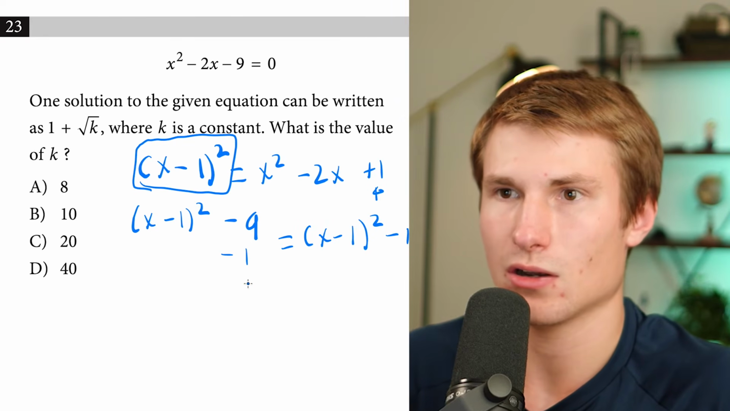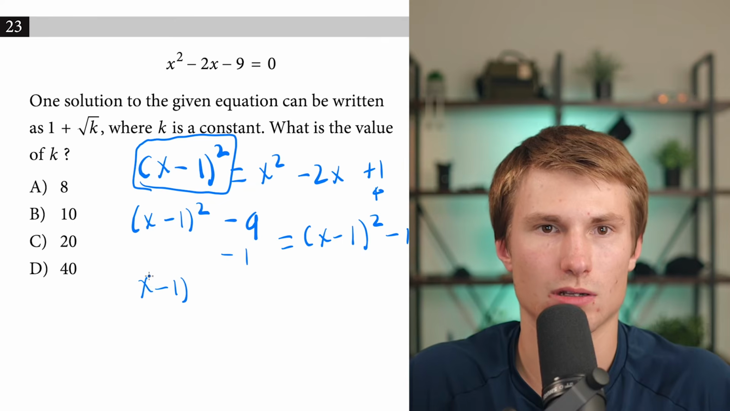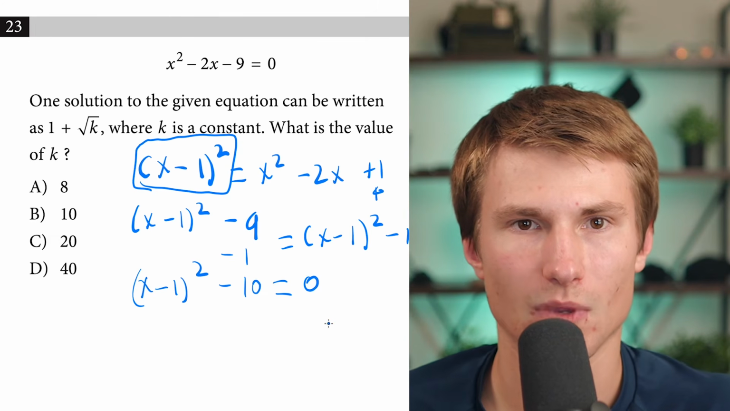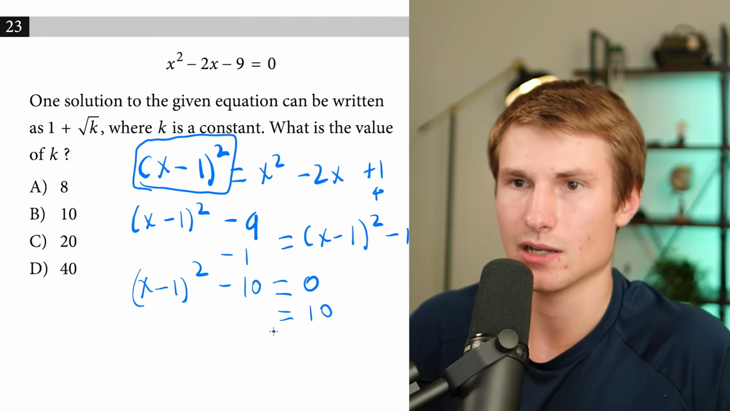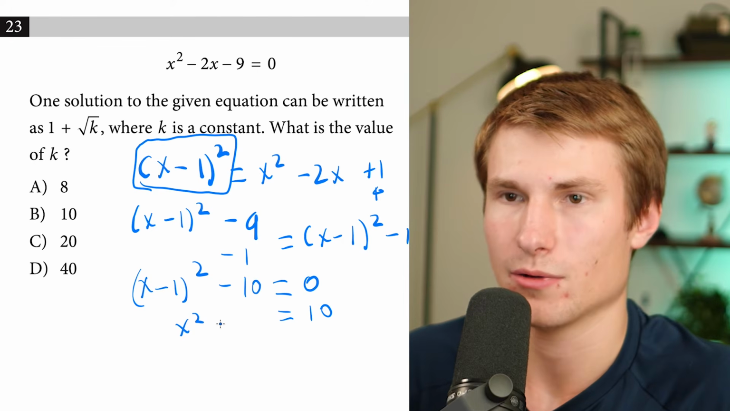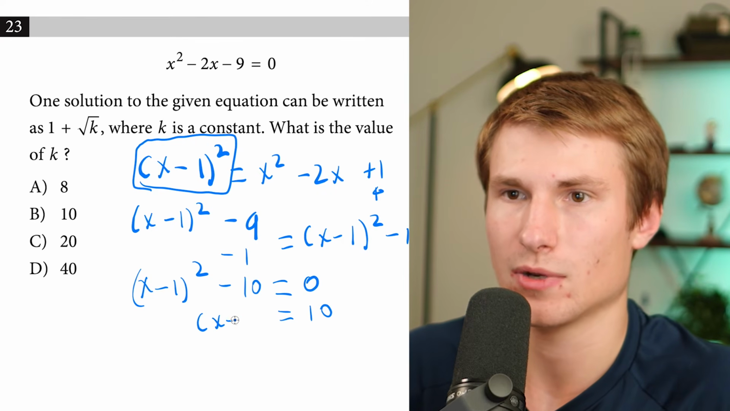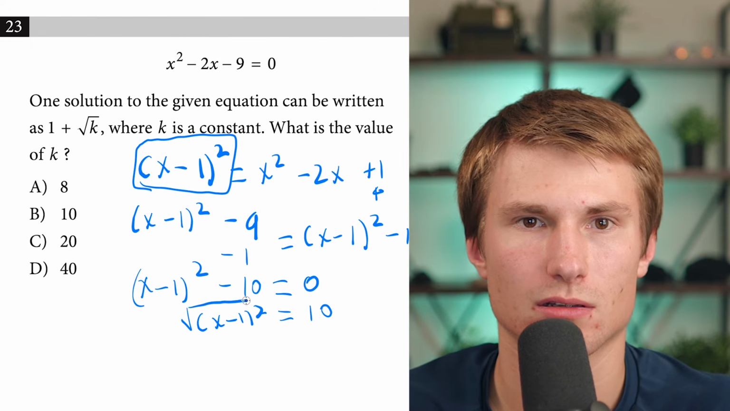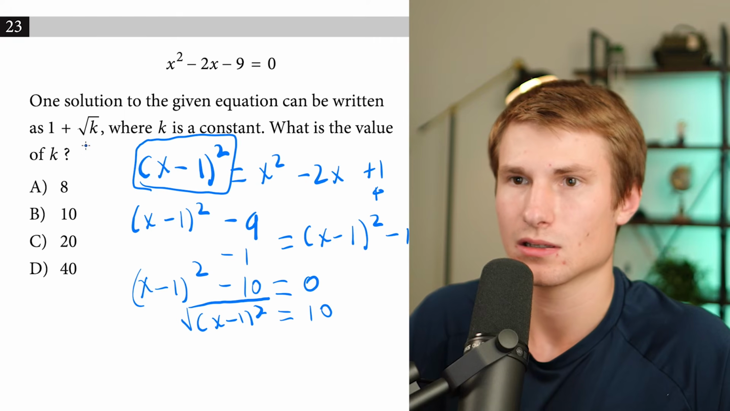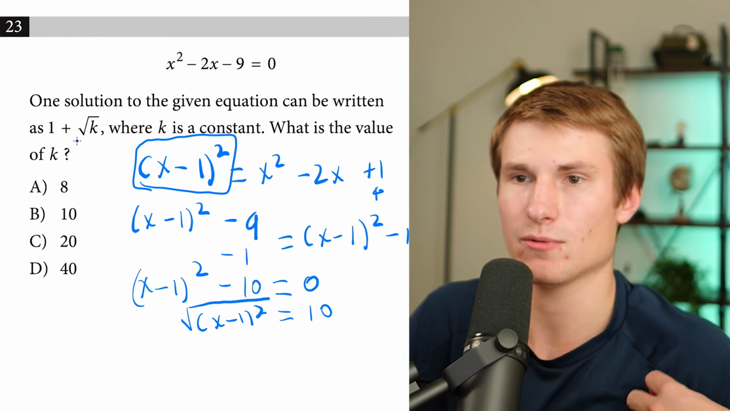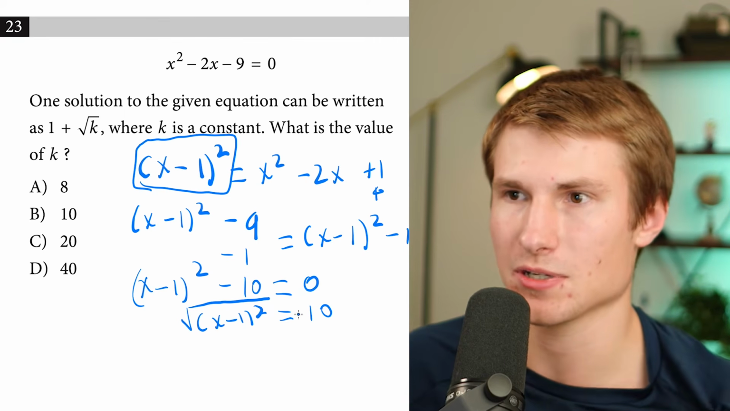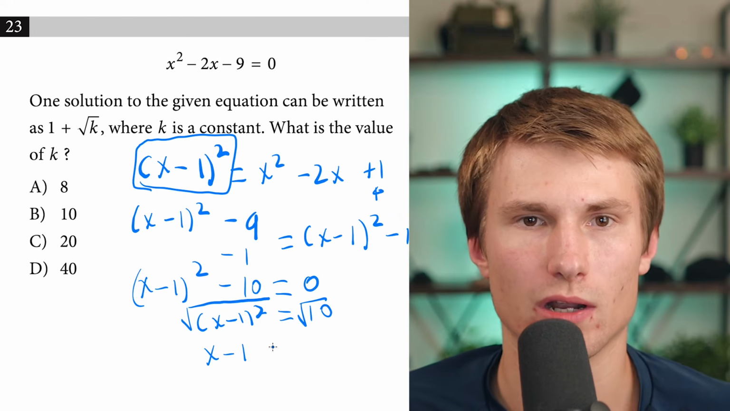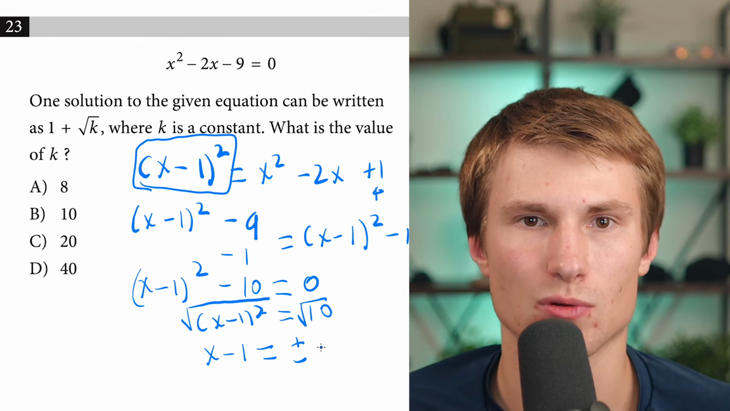So now we have to set that all equal to 0. So we've got x minus 1 squared minus 10 set equal to 0. Now we've got to add 10 to both sides. Now we have x minus 1 squared equals 10. From here, we need to take the square root of each side, because I ultimately need to get this plus root k. The way we can get there is by having something like x plus or minus a number, squared. So take the roots. Now we've got x minus 1 equals plus or minus root 10.